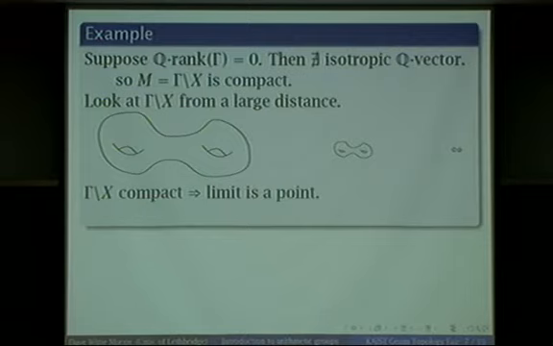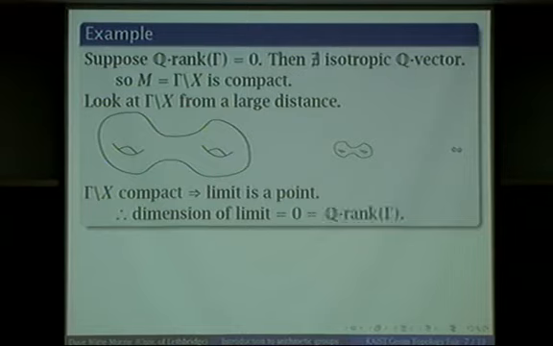And the interesting thing is that the dimension of the limit is just the dimension of a single point. That's 0. And coincidentally, that's exactly the same as the Q rank. So the dimension of the limit is 0 and the Q rank is also 0. I said coincidentally, but the point is it's not a coincidence. The dimension of the limit is always the Q rank.